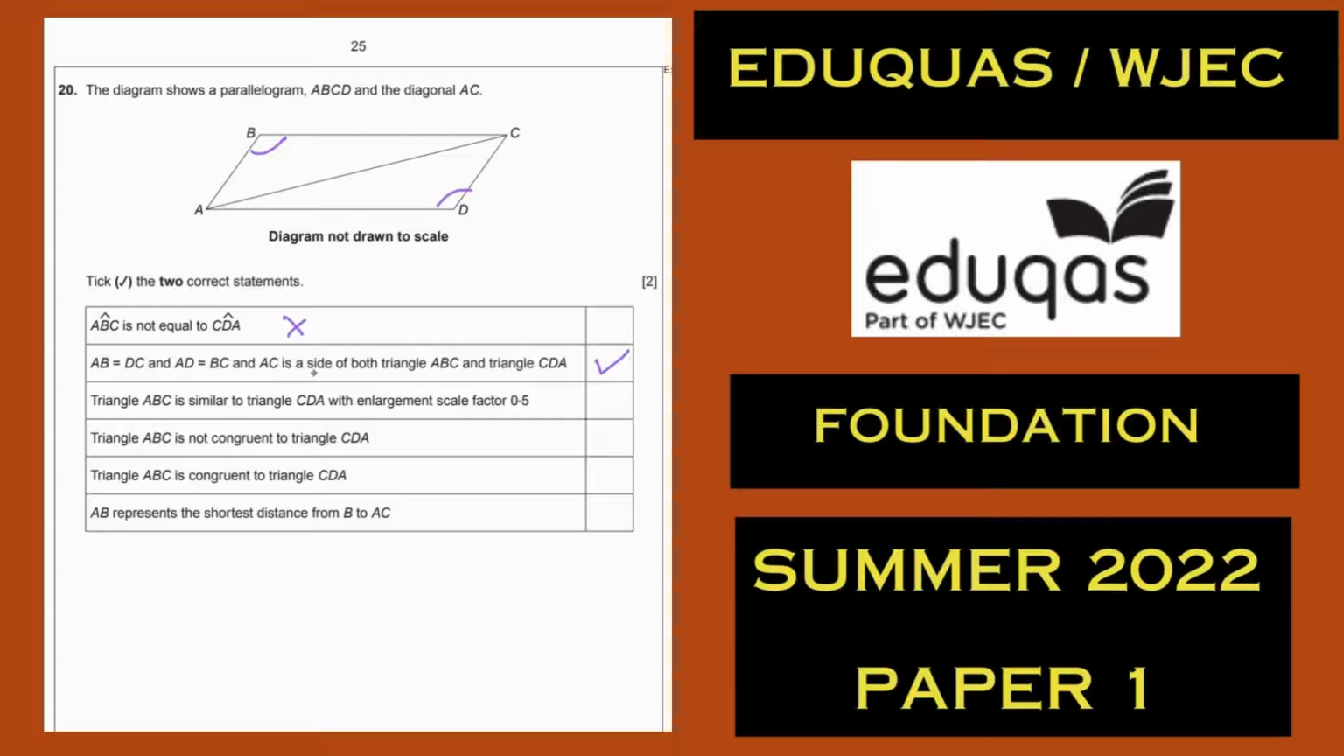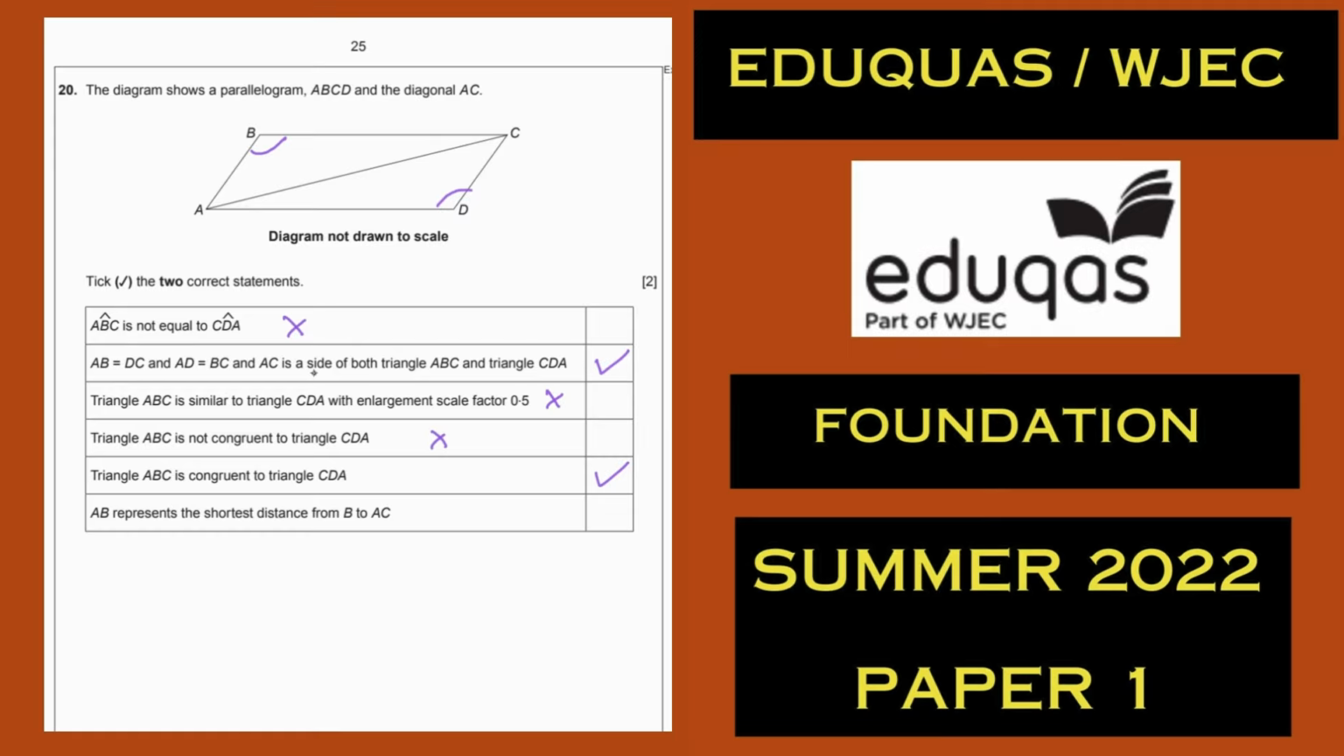Triangle ABC is similar? Well, no, it's the same size. It's literally cut in two. No enlargement. They're congruent, not similar. So that's a no-no. Triangle ABC is not congruent to triangle CDA? Well, yes, they are. I've just said it. Triangle ABC is congruent to triangle CDA. Again, I've just said it.